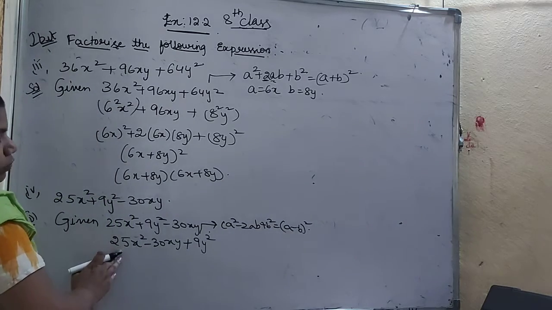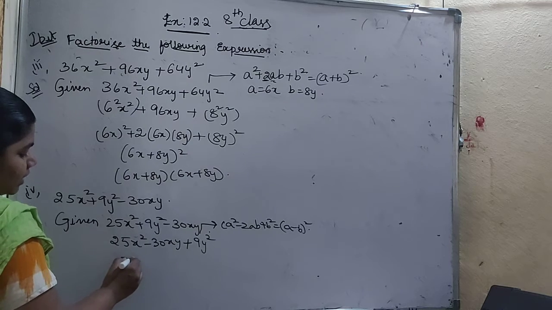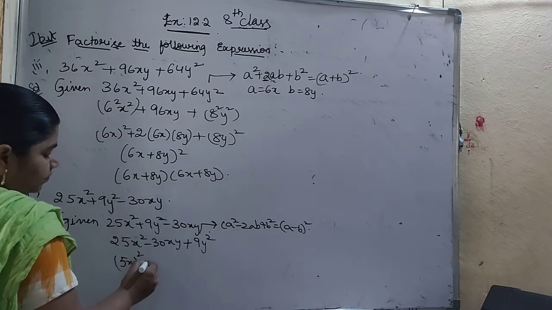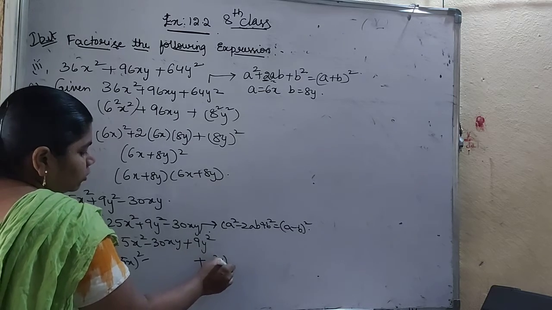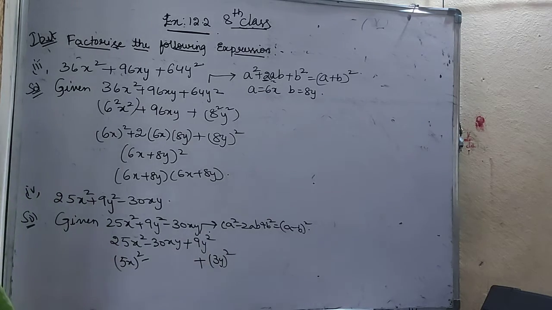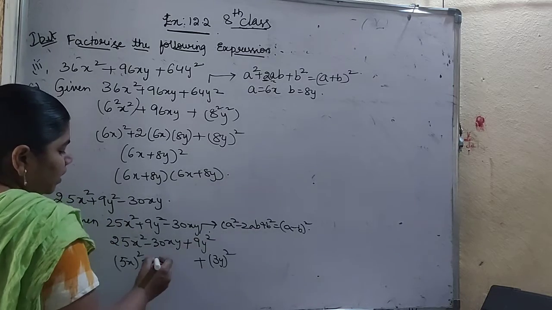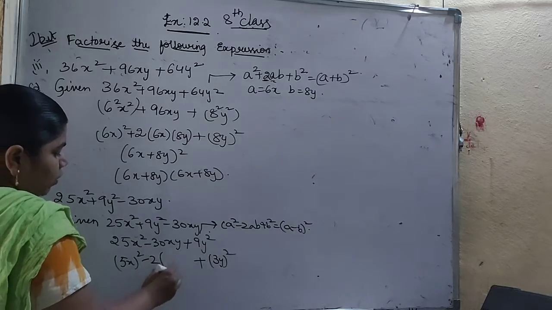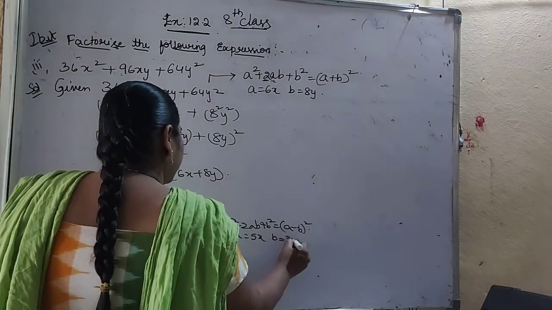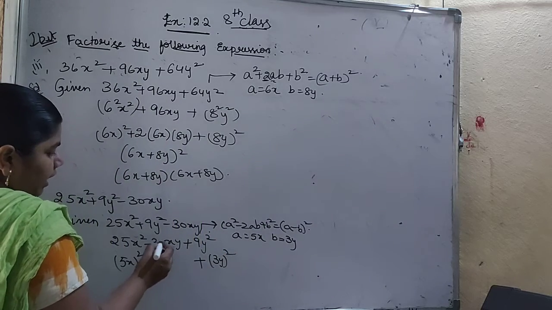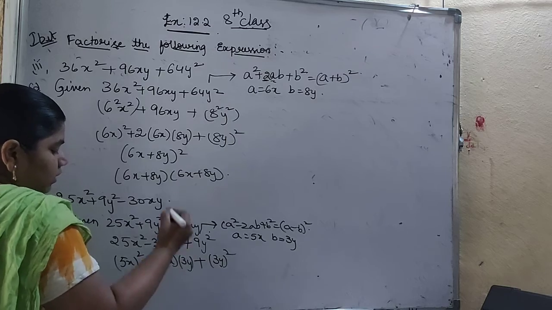25 is a square value and 9 is also a square value. So we can write this as 5x whole square minus, I am not splitting this, and here I can write 3y whole square. Now split this 30xy into this form. 2 is a constant value. What is a value? A value is 5x. B value is 3y. Now you write here, a value is 5x and b value is 3y.